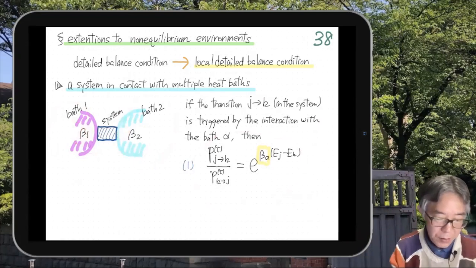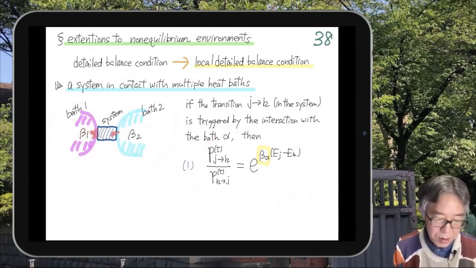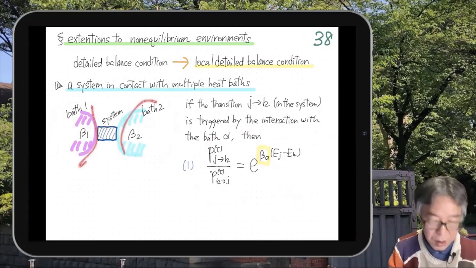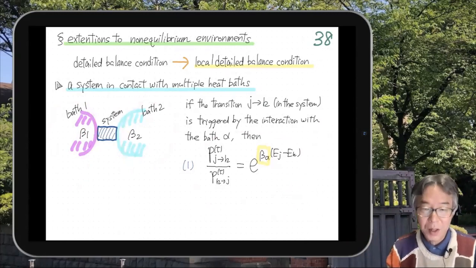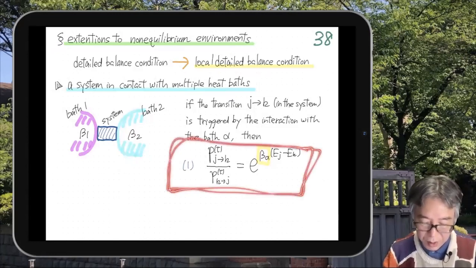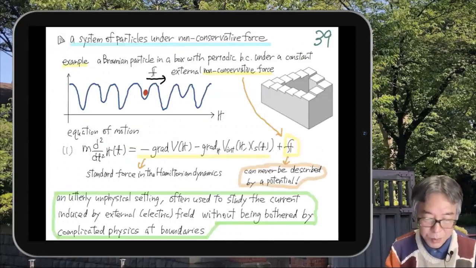But if these heat baths are big enough and this interaction is small enough, then we can safely assume that they are always in thermal equilibrium. So that is the limit we treat. Okay. So anyway, in this limit, we can derive this non-trivial relation for the transition probabilities. Okay, so two more pages.